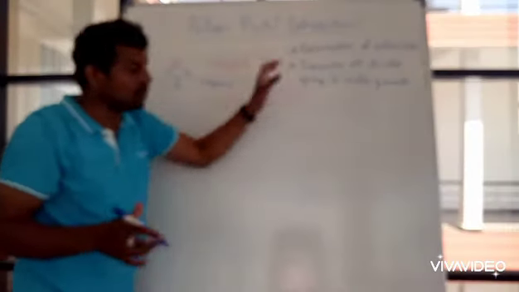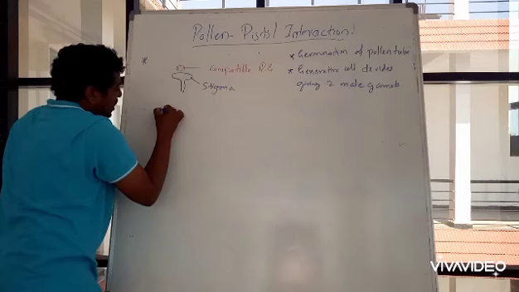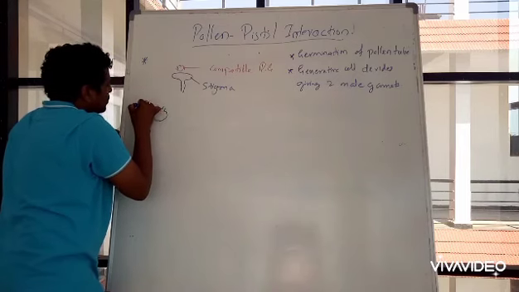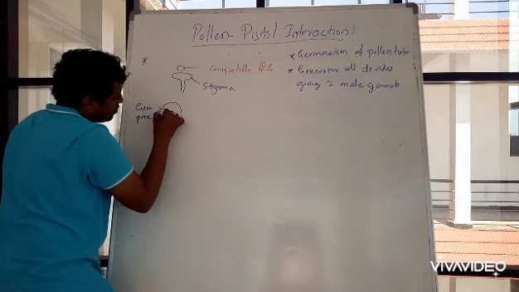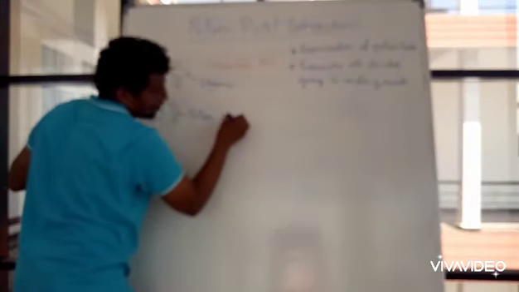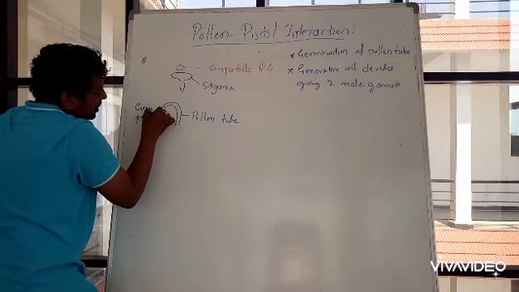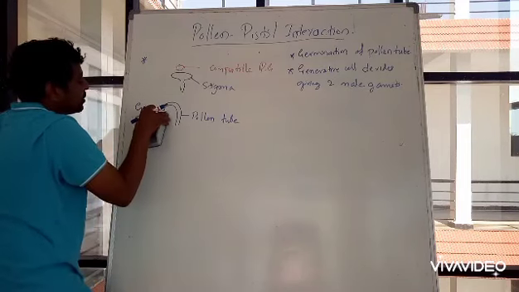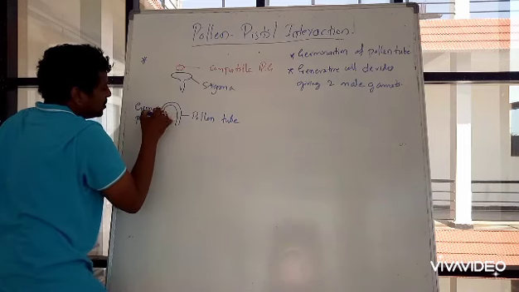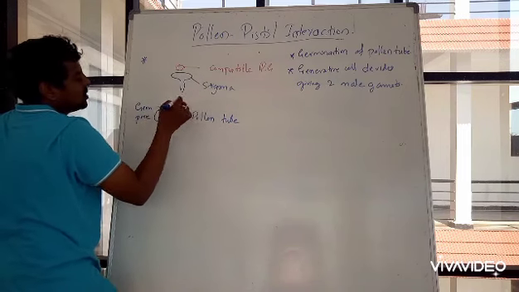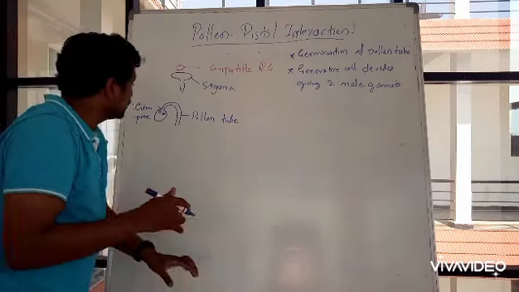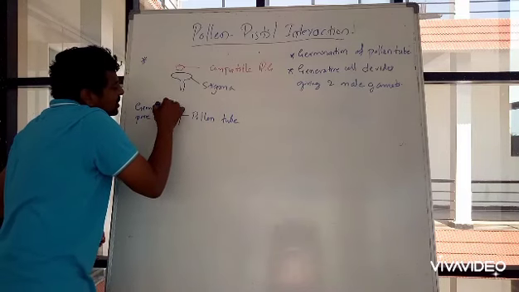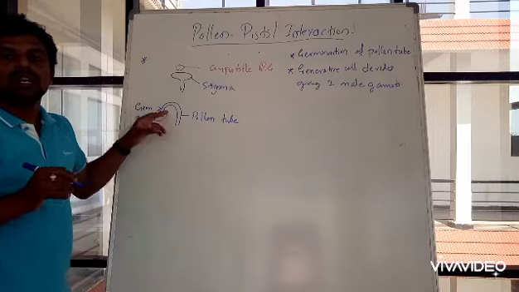Germination of pollen tube. Say for example, this is a pollen grain, and here the germ pore will be there, and the pollen tube just started to germinate. This is a pollen tube. There are two cells, vegetative and generative. Here the generative cell divides and gives two male gametes. These two male gametes start traveling through this pollen tube.